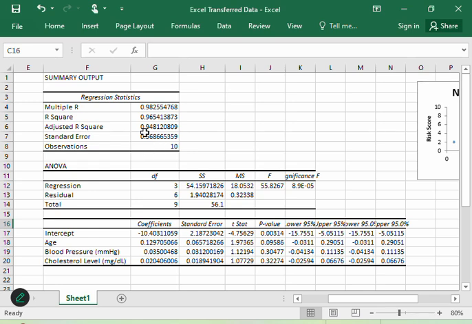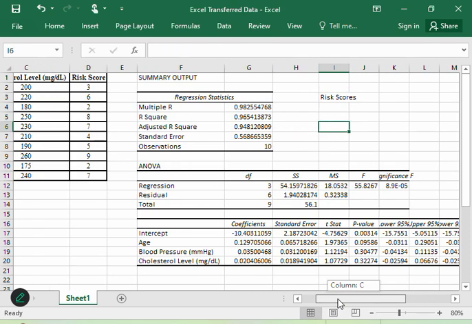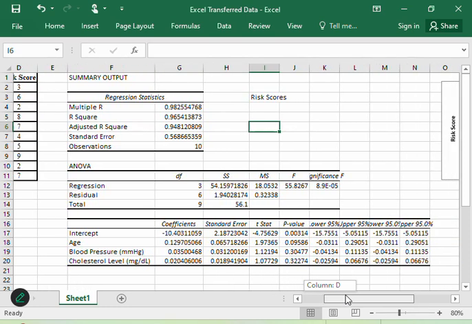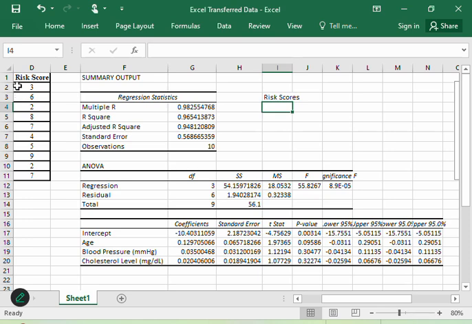Okay. So this data is now here with us. What we are left with is now the interpretation of this data. Remember that we are having risk scores. We are running regressions to see what is the effect of all these three on risk scores. So we are seeing which of these is contributing to the risk scores.